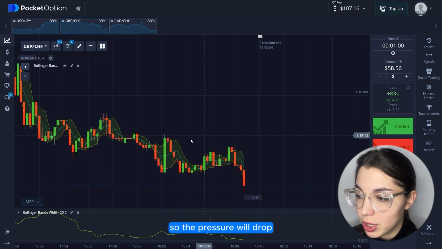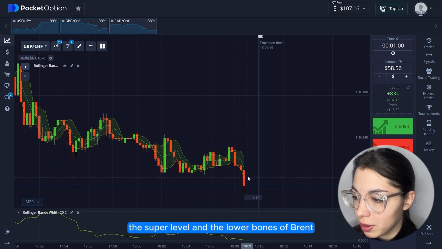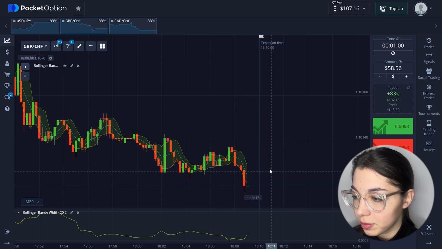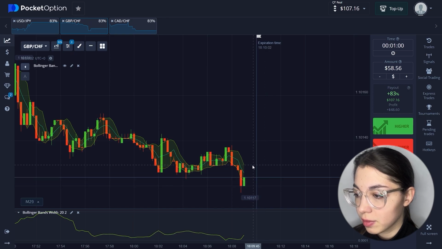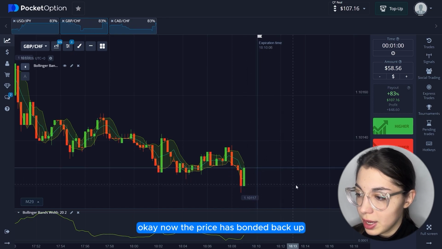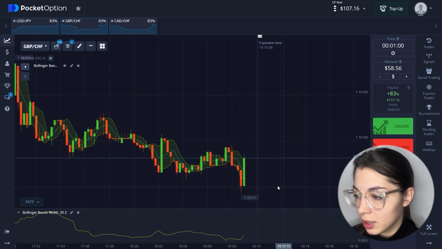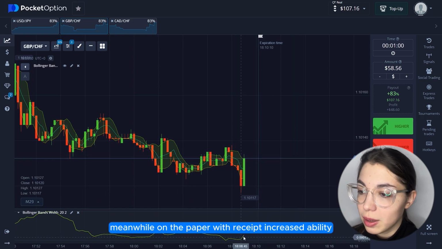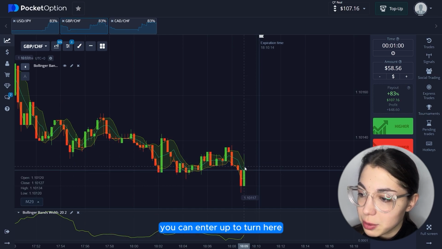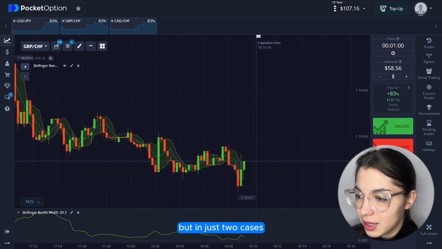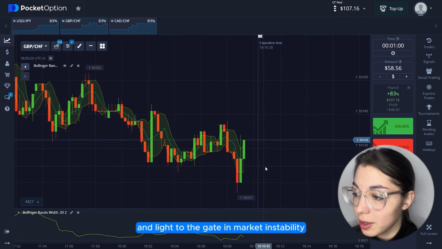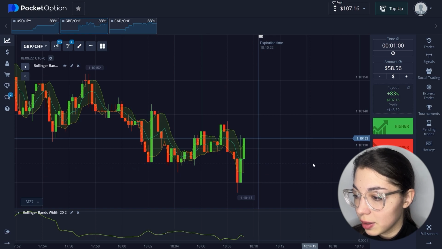So the price sharply dropped. The support level and the lower Bollinger Band line were breached. Okay, now the price has bounced back up, a very impulsive move. Meanwhile, on the BB width, we see increased volatility. You can enter an uptrend here, but only in certain cases, as the price broke both the lower and upper Bollinger Band lines, indicating market instability.